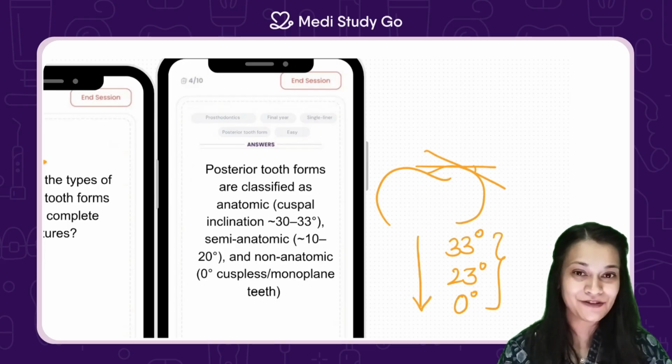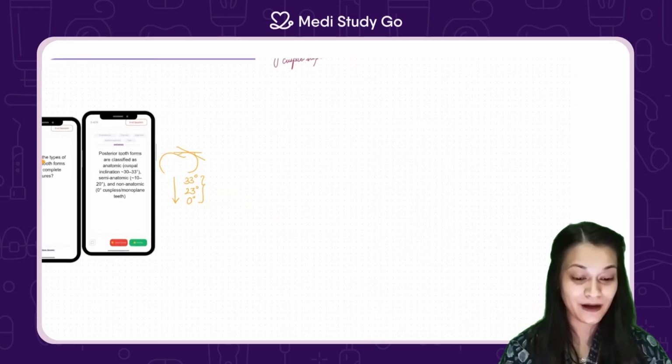So this was all about your posterior tooth form and selection of your posterior teeth for complete denture.